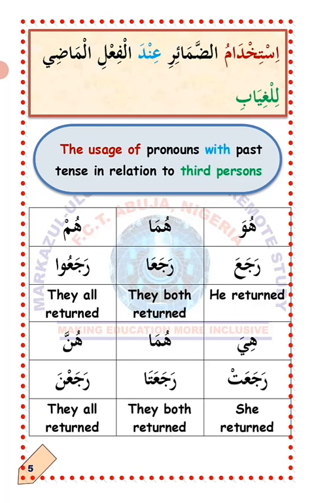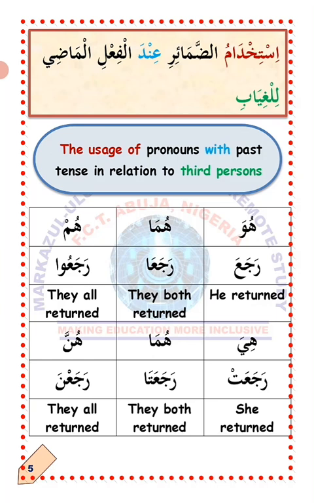So how do we change raja'at to suit huma, representing 2 female persons that came back? All you need to do is to attach alif to the last letter. Remember, once alif is attached, the letter before it must take fatha. Raja'at will now become raja'ata. They have both come back.